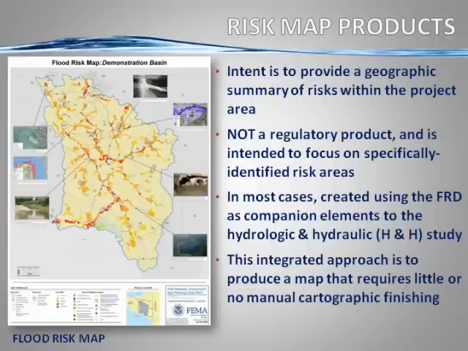And then the maps, the flood risk map, it's intended to provide a geographic summary of the risks within the project area within your watershed. It's not a regulatory product. So the regulatory products are still the digital flood insurance rate maps. The flood risk map is a supplemental map to convey that risk. I know I keep repeating that, but it's very important because if people aren't understanding their risk, then they're just going to be concerned about why they're in the floodplain or why they're not.